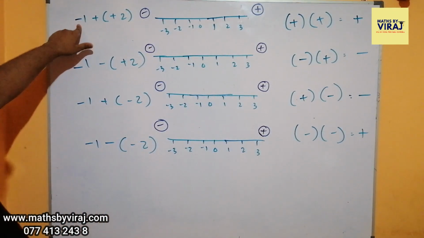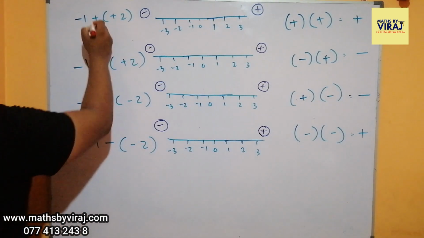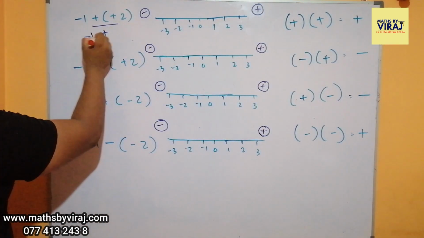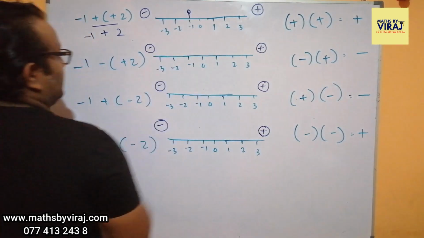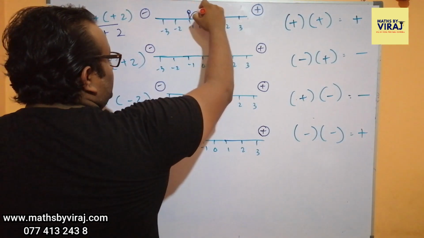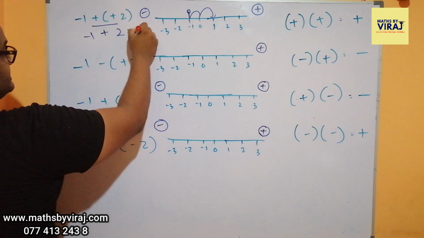Now again, minus 1 plus 2. So when there's plus and plus, again it is plus. Minus 1 plus 2. So now I'm standing at minus 1. Plus 2. I should move towards the plus side 2 times. And the answer that I get is plus 1.